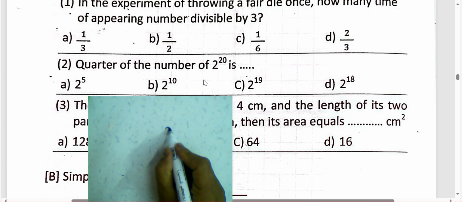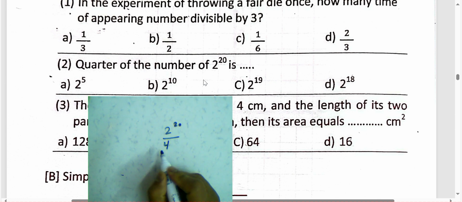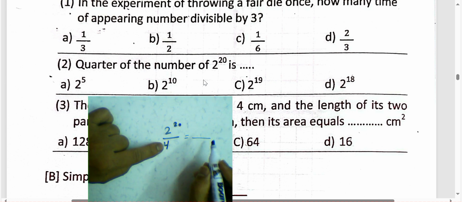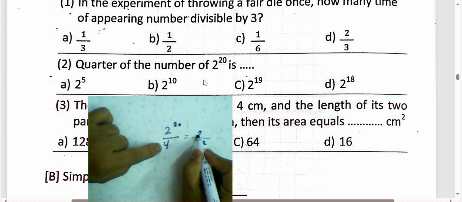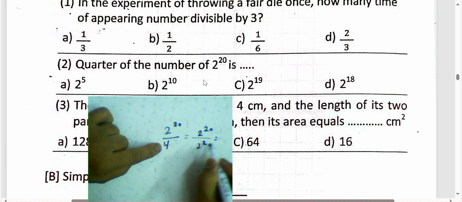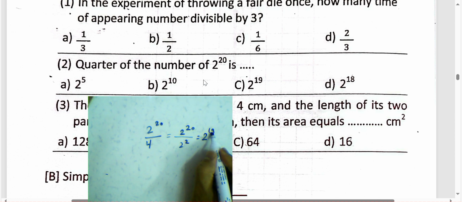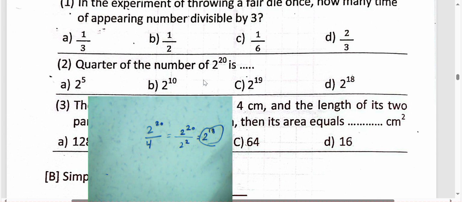A quarter of the number 2 power 20, meaning divided by 4. A quarter means divided by 4, and 4 equals 2 power 2. Then 2 power 20 over 2 power 2, we can find the difference between the two powers. 20 minus 2 equals 18. Then the result will be 2 power 18.